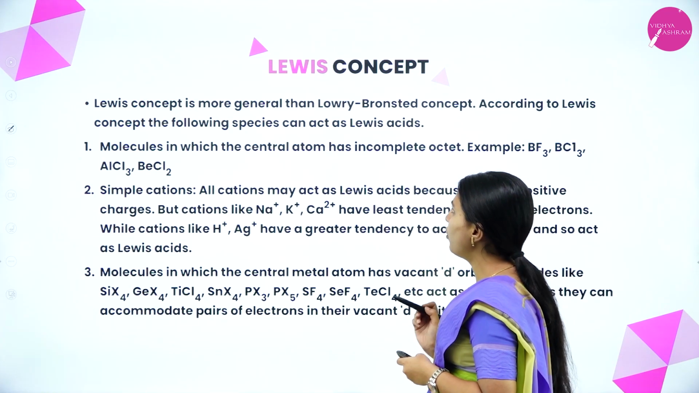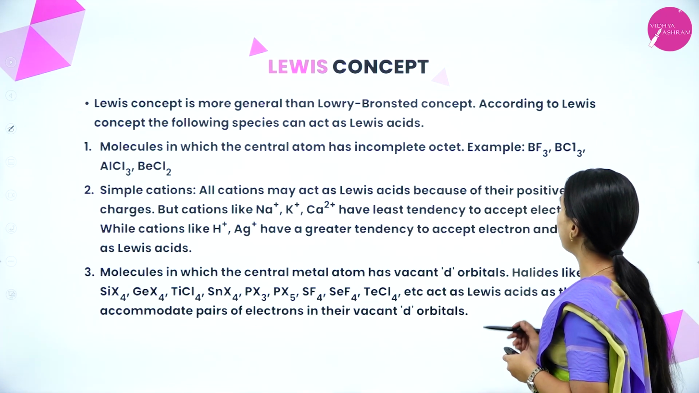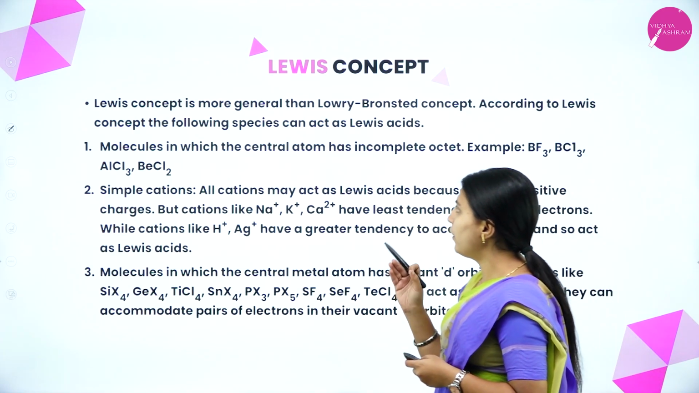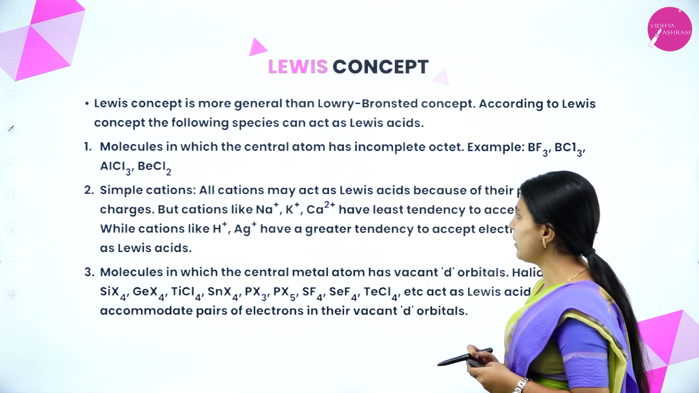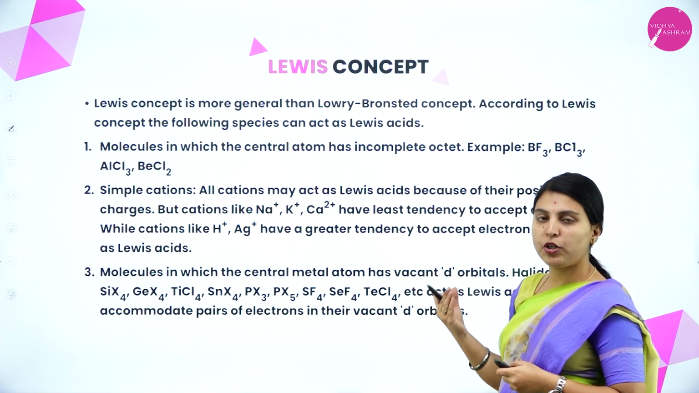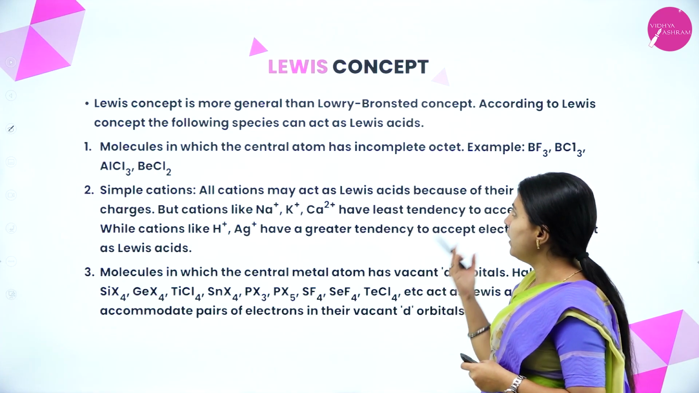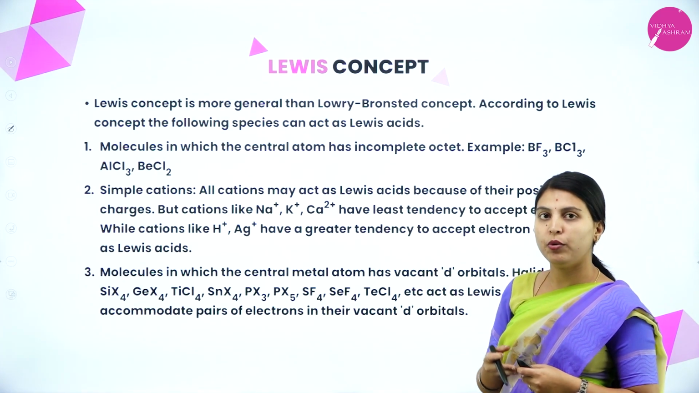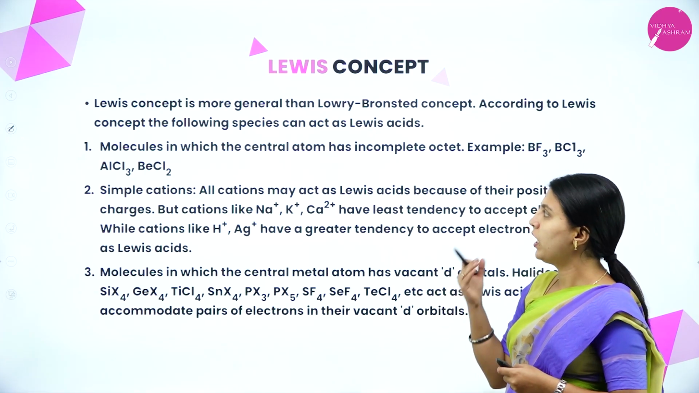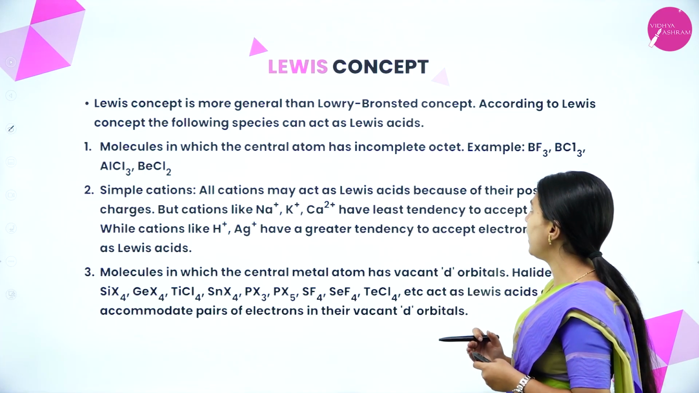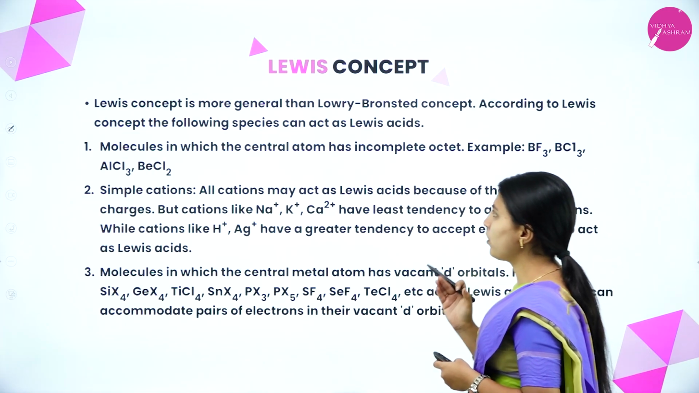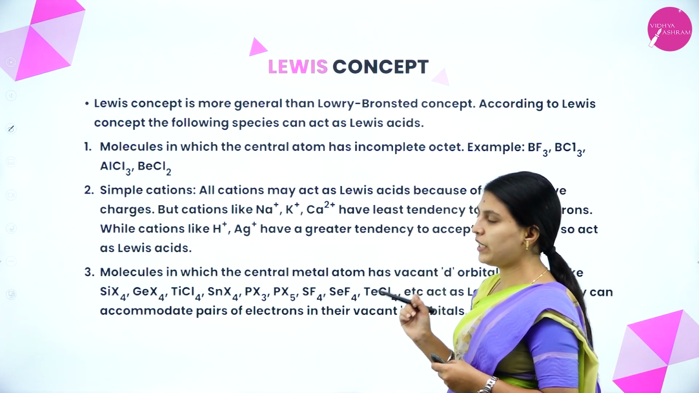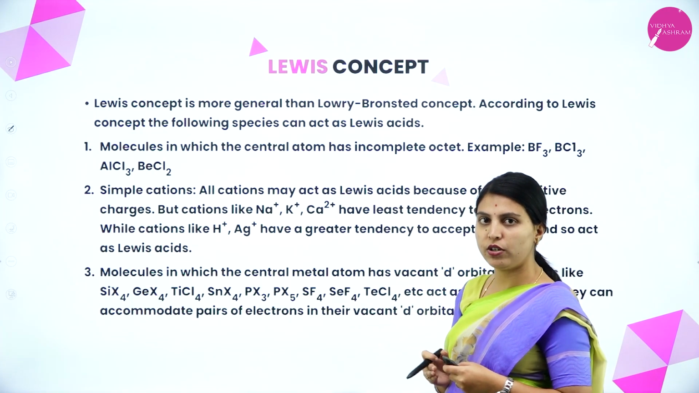Lewis concept is more general than Lowry-Bronsted concept. After Lowry-Bronsted concept came, Lewis concept was introduced. The Lewis concept was more general, and according to Lewis concept, the following species can act as Lewis acids. What are those?